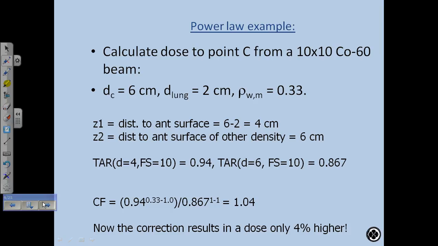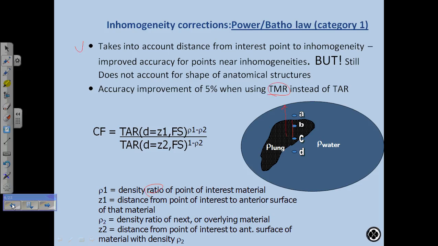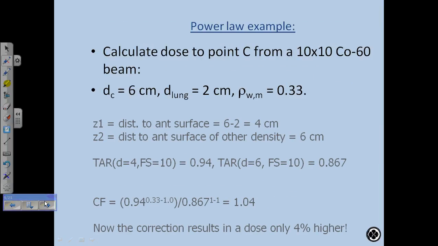And that's 6 cm. We look up the TARs for Z1, okay, 0.94, and that's the TAR of Z2, 0.867. The correction factor is 0.94 to the power of rho water medium minus, what was that equation? Rho 1 minus rho 2. Rho 1 was 0.33, rho 2 was 1. And then this one's going to be 1 minus rho 2, and rho 2 is 1. Okay, so this becomes to the power of 1, so this becomes 1 on the denominator. And so the correction factor is 1.04.